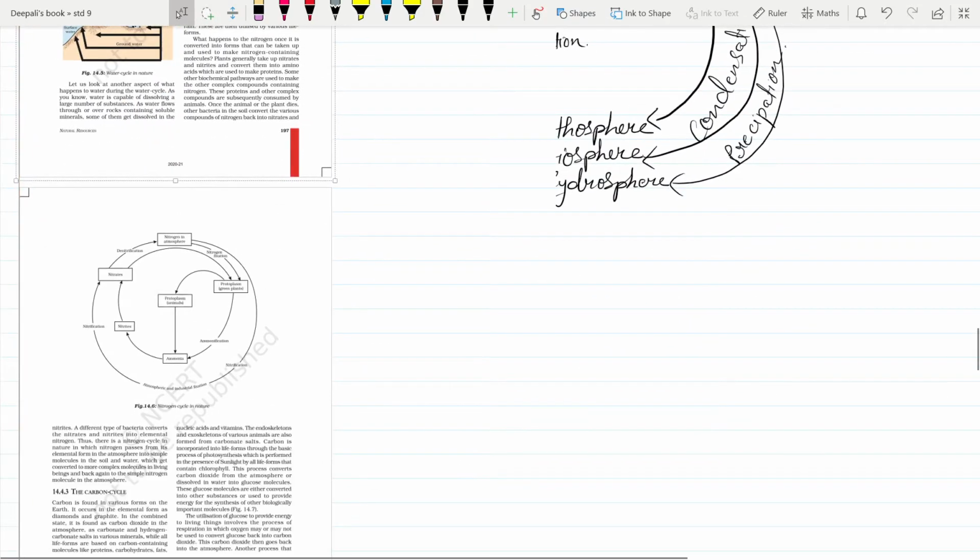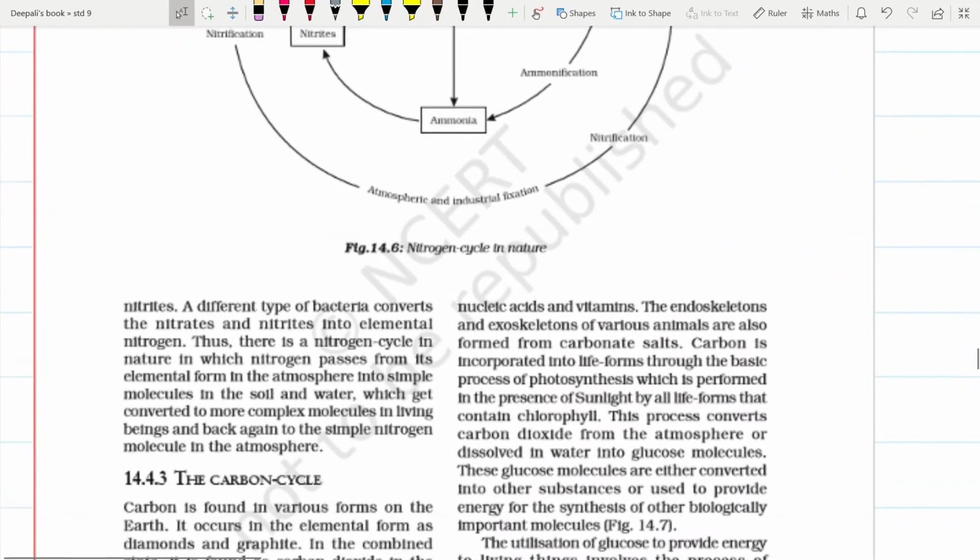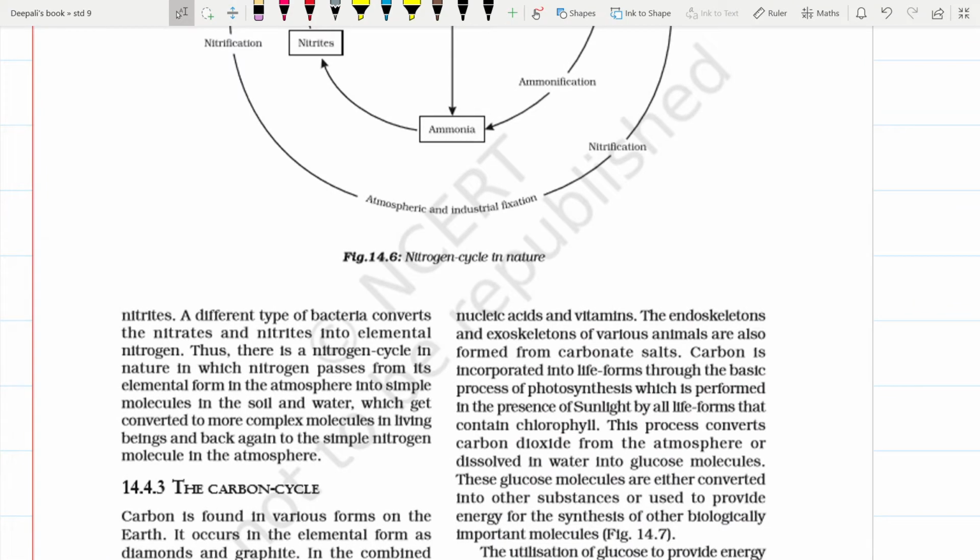So you can see the nitrogen cycle here, where different types of bacteria convert nitrates and nitrites into elemental nitrogen. Thus, there is a nitrogen cycle in nature in which nitrogen passes from its elemental form in the atmosphere into simple molecules in the soil and water, which get converted to complex molecules in living beings and back again to simple nitrogen molecules in the atmosphere. So this is the pathway of the cycle.